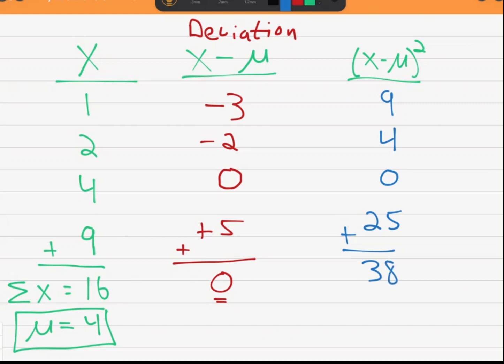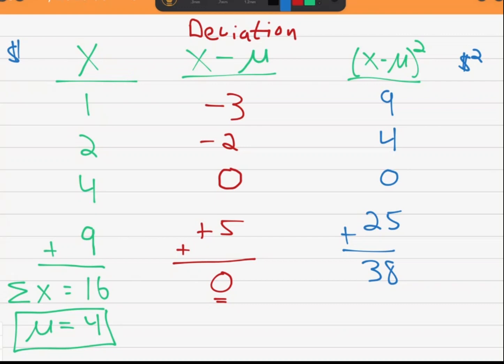Okay, so now this is better. Now we have a list of numbers that we can add up and we get something different than 0. But we have two problems. The first problem is, think about the units. If the units over here were dollars, deviations would still be dollars, but as soon as I square it, now I have dollars squared. So our units are wacky. So we'd like to take the square root.